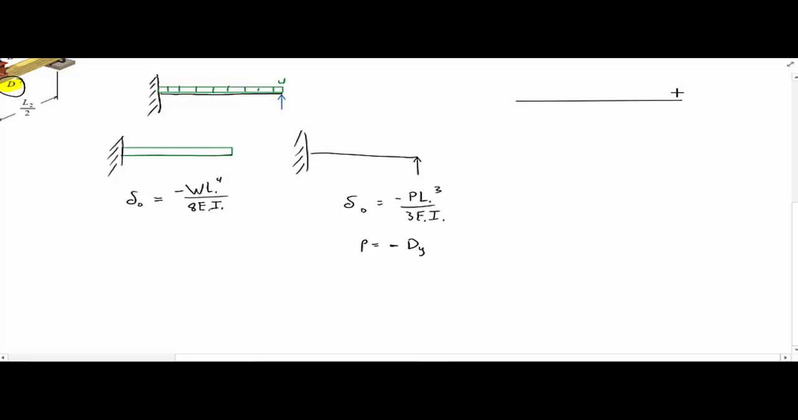The simply supported beam has one loading acting on it right in the center. There's a formula for this as well, so we can look at our table again and find the deflection at point D. That deflection is going to be negative, and then again D sub y L sub 2 cubed over 48 E sub 2 I sub 2.